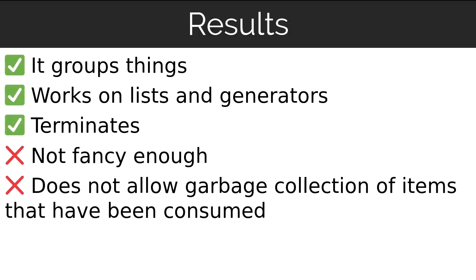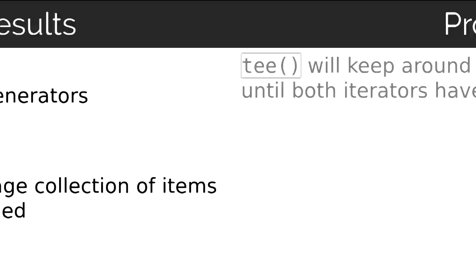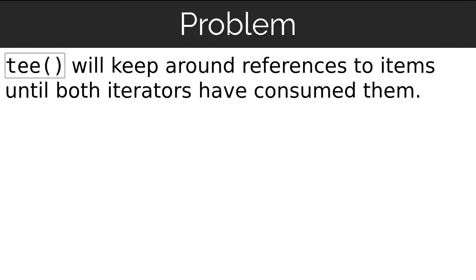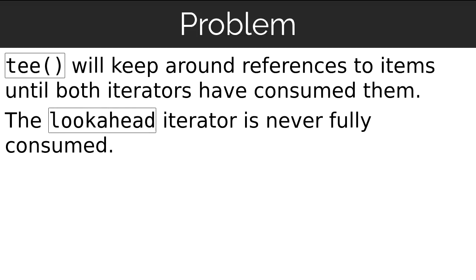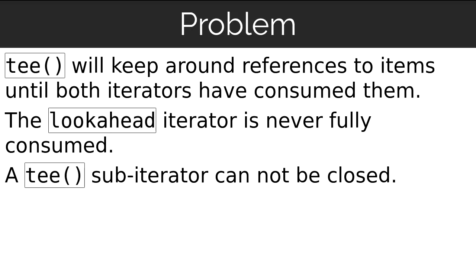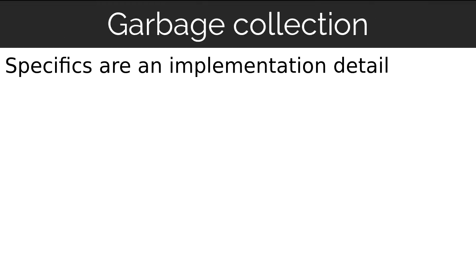So results: groups things, works on lists and generators, actually terminates, not fancy enough, and it doesn't allow you to garbage collect items as you go, which is bad. The data set I was working off was tens or hundreds of megabytes per chunk, and if you consumed like 1,000 of them, you ran out of memory. So we need to allow garbage collection. tee doesn't do that. It keeps references around until you consume it across all the iterators, so we can't use tee. The look ahead is never consumed, and you have a sad time. You also can't close a tee iterator, so yeah, useless to us.